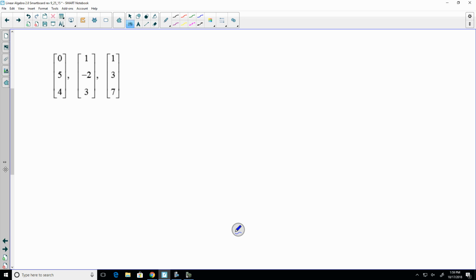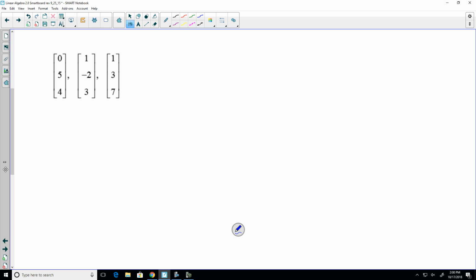What about this one? I don't have to reduce it. Will it reduce to the identity? Why not? I can switch rows. I agree with you that it will not reduce to the identity, but not for the reason you said. So this one is not a basis for R3. See if you can tell why. Can you tell by looking at it?